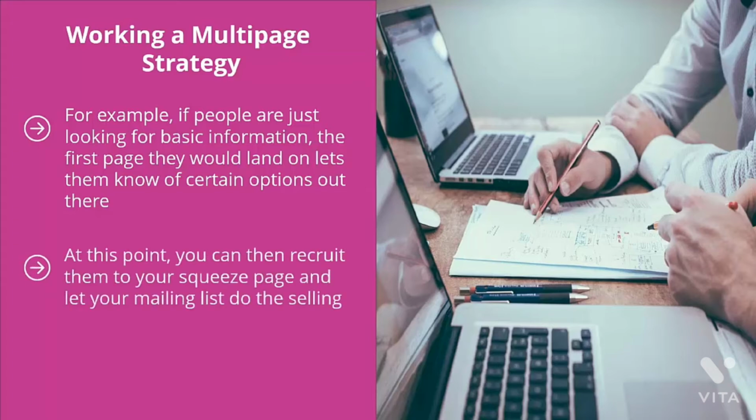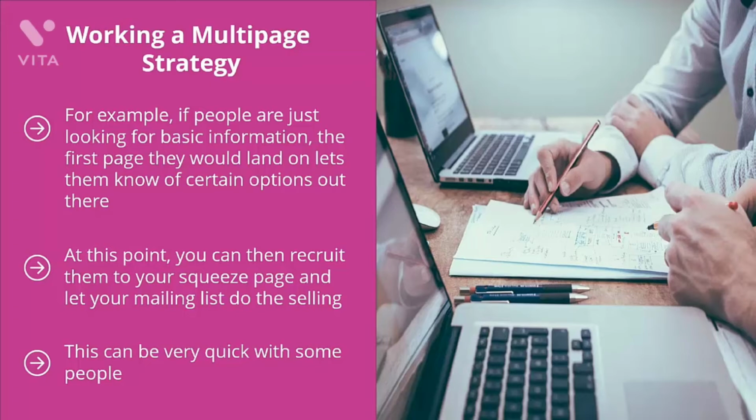At this point, you can then recruit them to your squeeze page and let your mailing list do the selling. You can also give them the answer in the form of a freebie in exchange for them signing up for your email list. Whatever the case may be, you walk the visitor through the trust stage. This can be very quick with some people, others require a longer time span. Whatever the case may be, when you have a mailing list at the end of the sales funnel, you have greater control over your messaging. You also control the pace of the messaging. This higher level of control translates to greater conversion control later on.